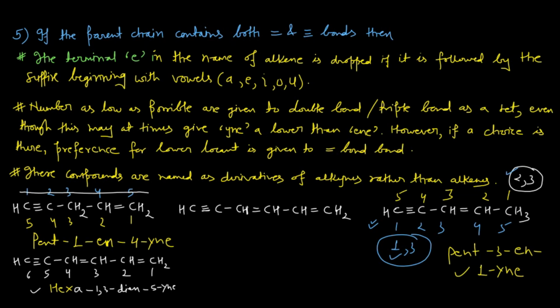If a choice is there, here you are having the choice, right? But in that case, you are not having the choice. You have to select the lowest possible number. These compounds are named as derivatives of the alkynes rather than the alkenes. That means the name of the compound ends with alkyne if you have both the double and the triple bond in the compound. I hope this is quite clear.